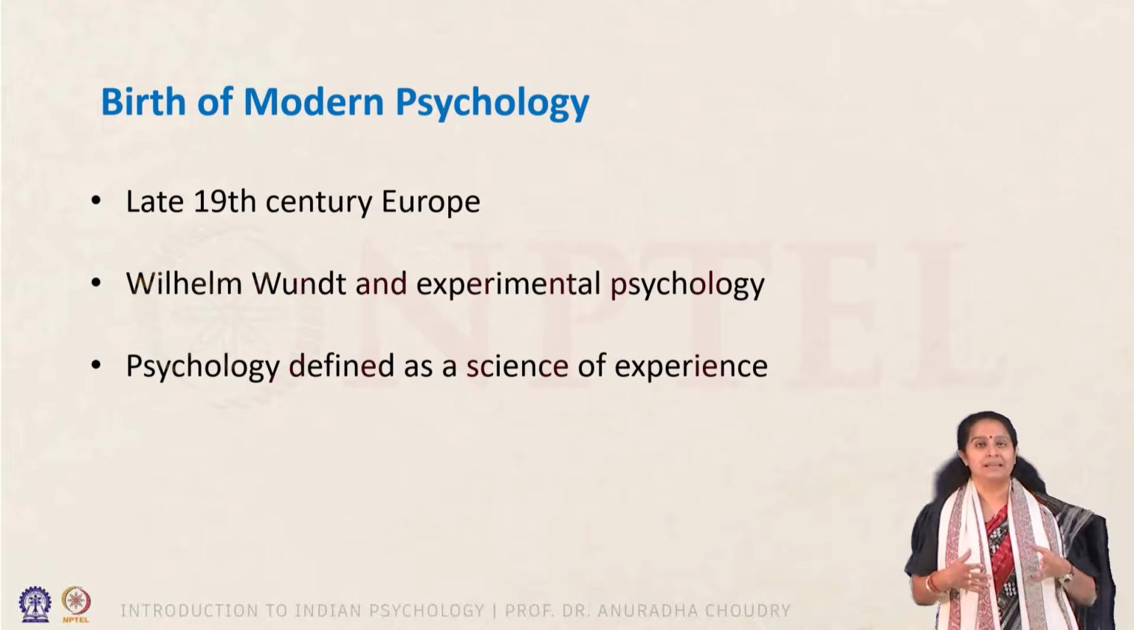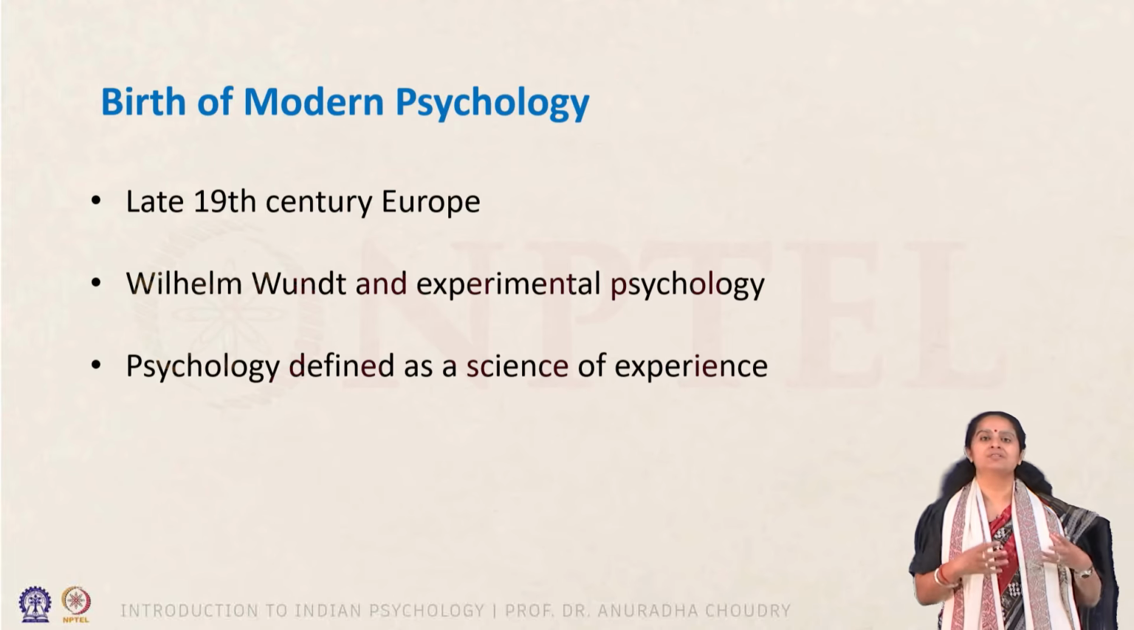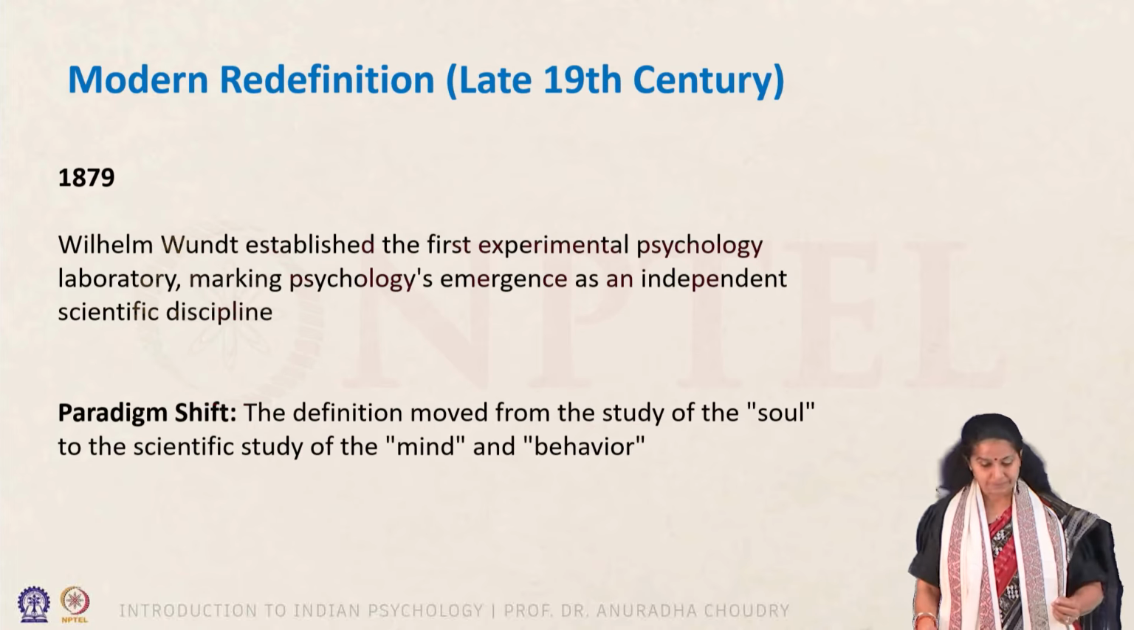So in the late 19th century in Europe, Wilhelm Wundt in 1879 started the first lab for psychology at Leipzig University, where he performed the first experimental psychology. And this psychology was defined as a science of experience, something that can be measured, something that can be observed.